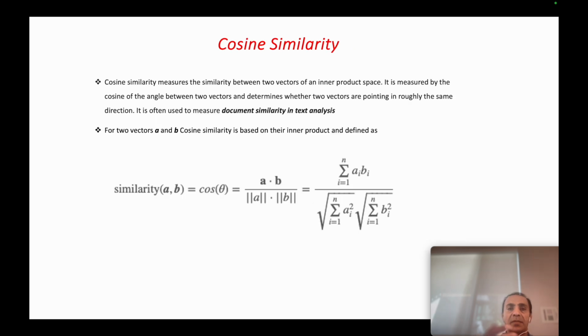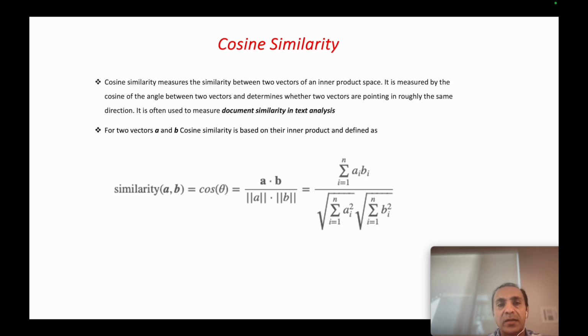So this method, cosine similarity, that I mentioned, measures the similarity between two vectors of an inner product space. It is measured by the cosine of the angle between two vectors and determines whether two vectors are pointing in roughly the same direction. It is used most often to measure document similarity in text analysis or natural language processing.